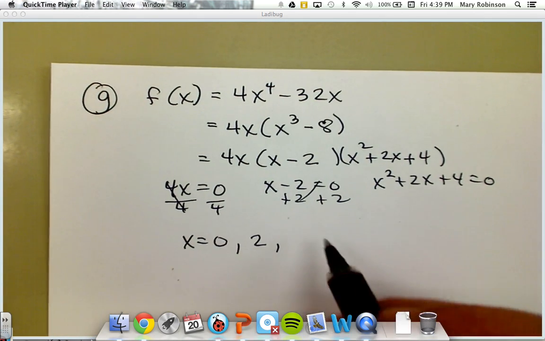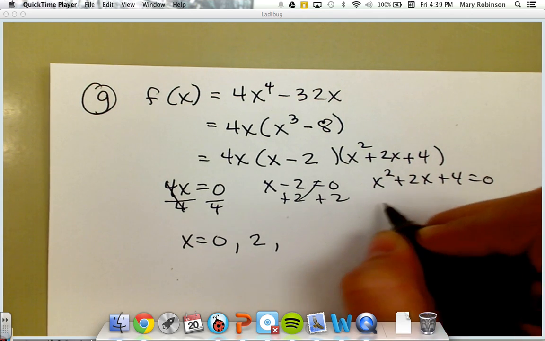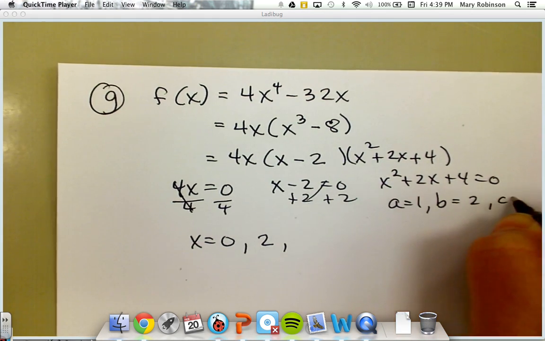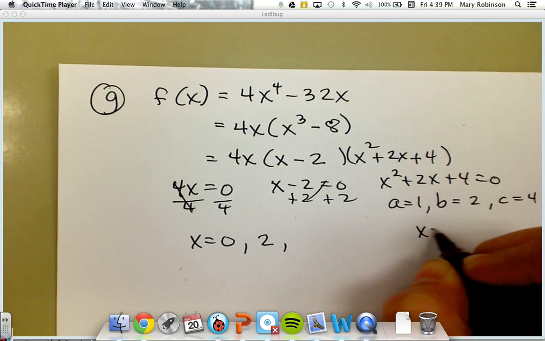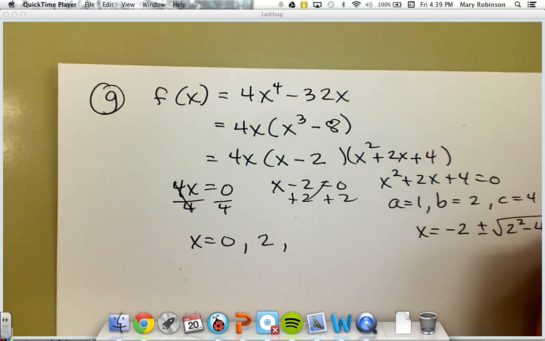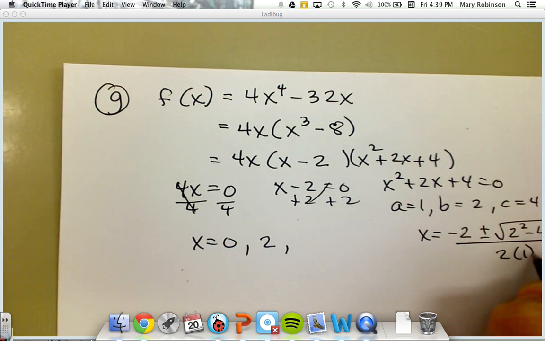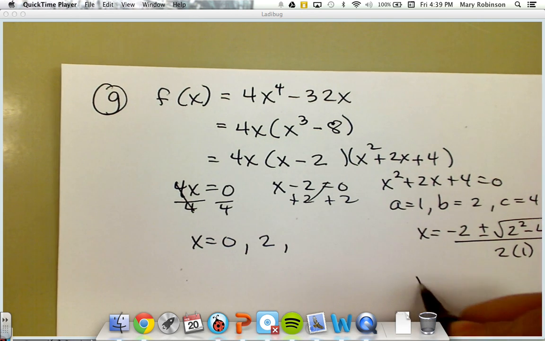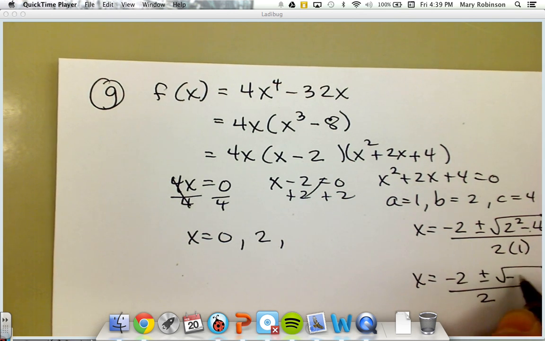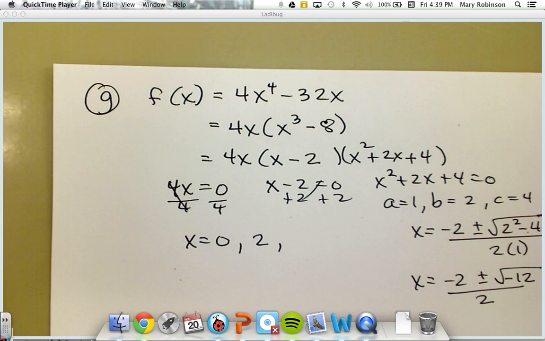So 0 and 2, that tells us our other 2 should be complex, so we need to use the quadratic formula. And so we've got x equals the opposite of b plus or minus the square root of b squared minus 4 times a times c, all over 2a. So we'll have negative 2 plus or minus the square root of 4 minus 16, and 4 minus 16 would give us negative 12.